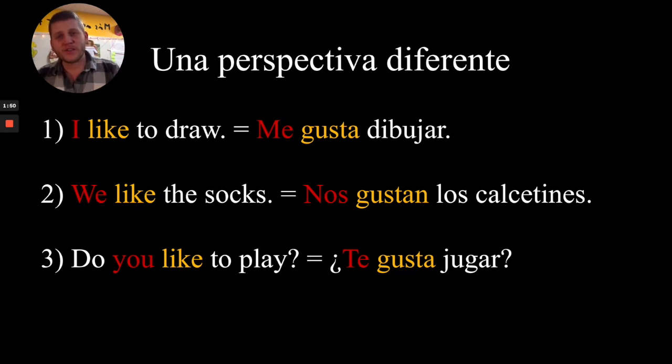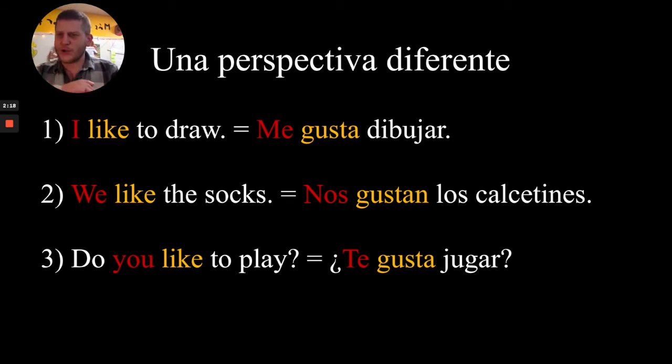But maybe you can just look and be like, hey, is the thing I like, is that singular or is it plural? If it's singular, use the gusta. If it's plural, like in number 2, use the gustan. We like the socks is plural, so let's use gustan. Do you like to play? Playing is singular, so let's use gusta. All of these words are in the white. These are all going to be vocab for us, so we're going to learn lots of good words this unit.